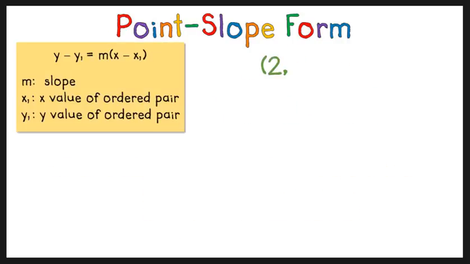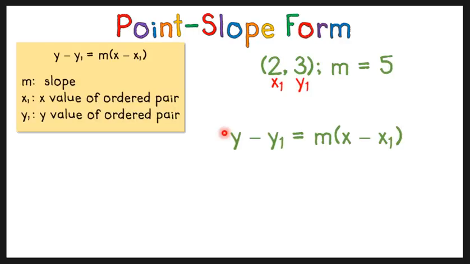So given this information, let's look at the point 2, 3 with a slope of 5. In this situation, we have one ordered pair, and so that's where that x sub 1, y sub 1 means that that's from your first ordered pair. So we can label the point 2, 3 as x sub 1, y sub 1.